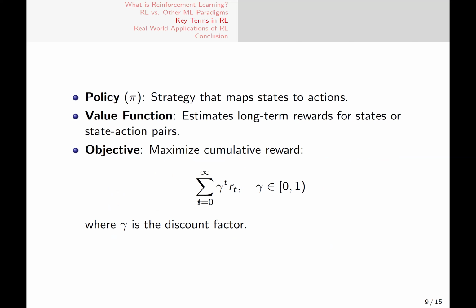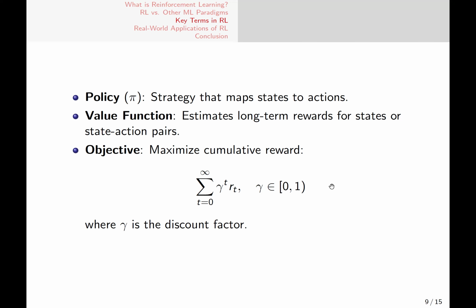And the value function estimates long-term rewards for states or state-action pairs. The objective is to maximize cumulative reward, which we can represent as the summation from t equals 0 to infinity of gamma to the power t times r sub t, where gamma is between 0 and 1, with 1 excluded. So you have some value between 0 and 1. You want to get gamma as close to 1 as possible.